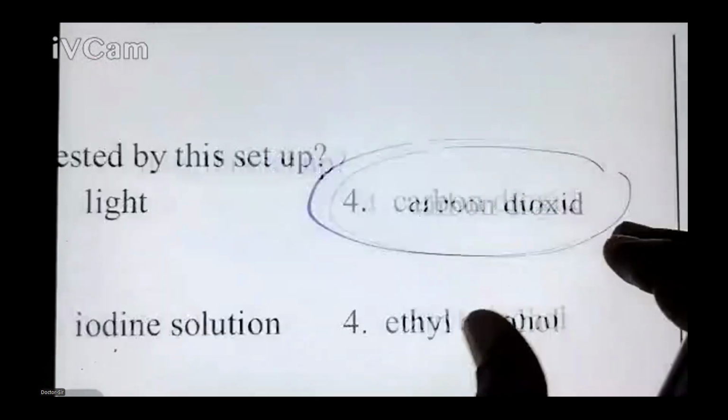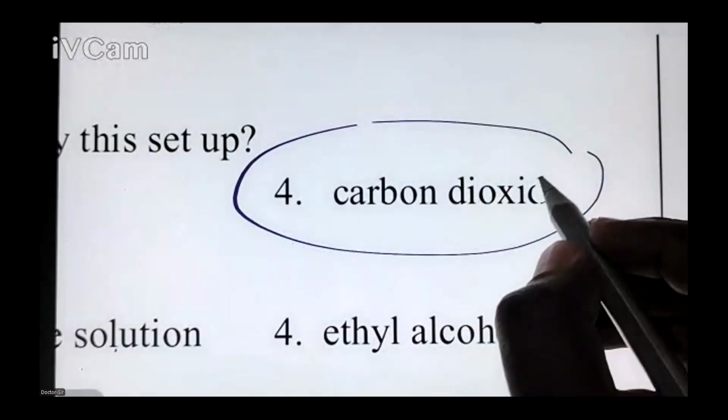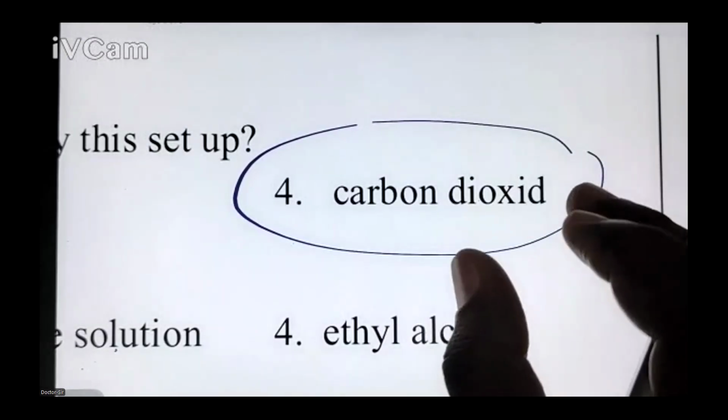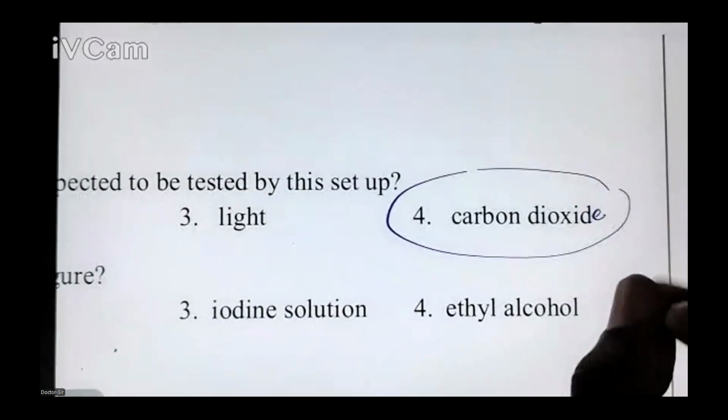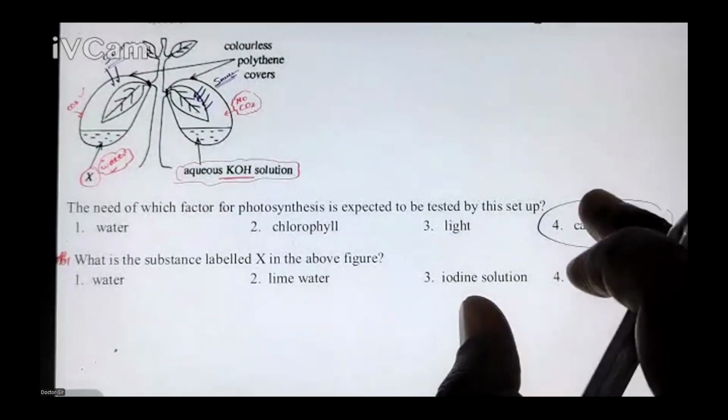I think the spelling is wrong here. Dioxide. Okay, dioxide. Right. This is the answer they are checking here.